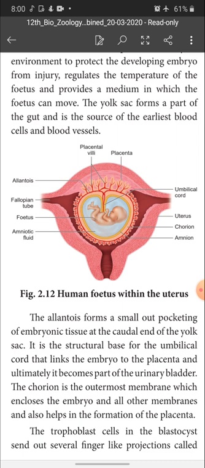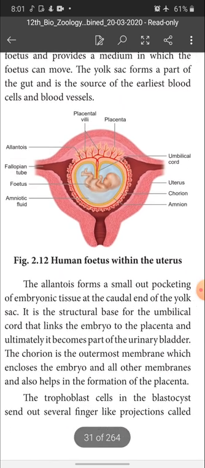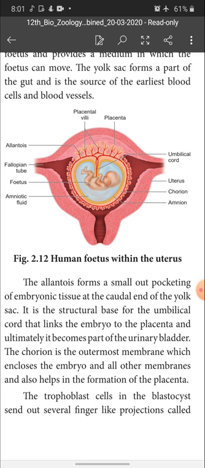Next, chorion. We can see the chorion around the amnion. The chorion is the outermost membrane which encloses the embryo and all other membranes, and also helps in the formation of the placenta, just as the allantois helps in the formation of the umbilical cord. This outermost layer, the chorion, helps to form what? Placenta. Then the trophoblast cells in the blastocyst send out several finger-like projections. You can see, children, the red color layer is the trophoblast.